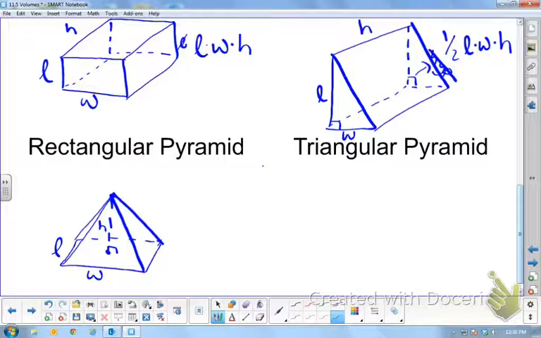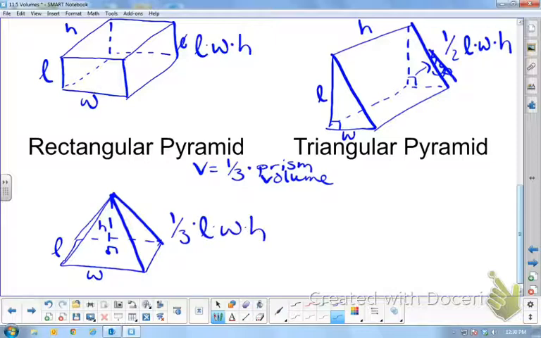Now when we did a cone, it was like taking a cylinder and shaving off part of it. Well, a rectangular pyramid is like taking a rectangular prism and shaving off part of it. So it's the same idea. It's going to be 1/3 times the volume of the prism, and that's going to be the same for all of our pyramids. So for a rectangular pyramid specifically, it would be 1/3 times the volume of a rectangular prism. Length times width times height was our volume of a rectangular prism. So the pyramid is 1/3 times the volume of the prism that goes with it.